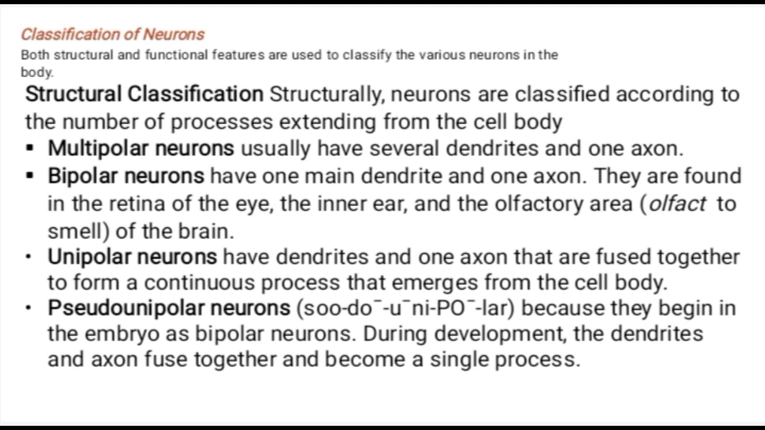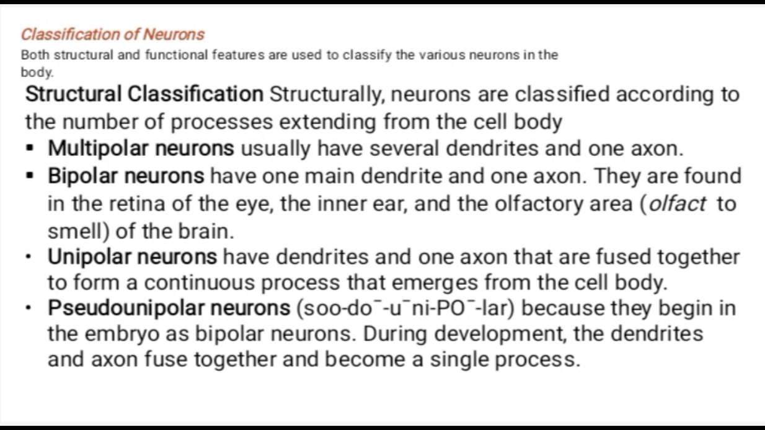Structural classification: neurons are classified according to the number of processes extending from the cell body. There are four neuron classifications. Multipolar neurons usually have several dendrites and one axon. Bipolar neurons have one main dendrite and one axon. They are found in the retina of the eye, the inner ear, and the olfactory area of the brain.